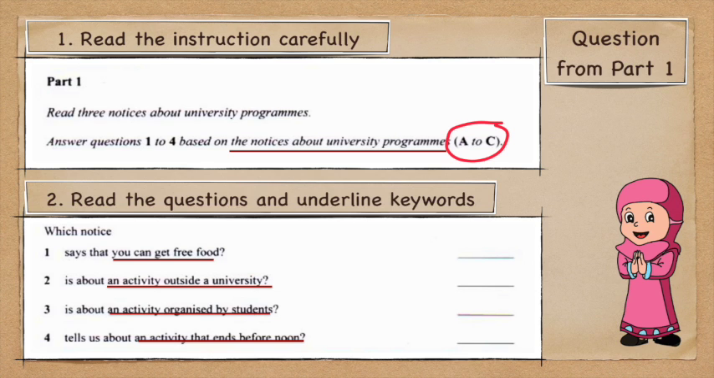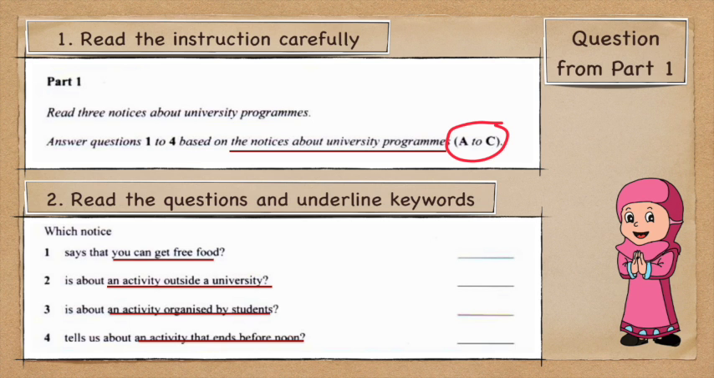The first thing you need to do is read the instruction carefully. So it's stated there, read 3 notices about university programs, answer questions 1 to 4 based on the notices about university programs. So you can expect that later on you will read on the notices about university programs. And you need to remember that you need to write a letter, either A, B or C for the answers.